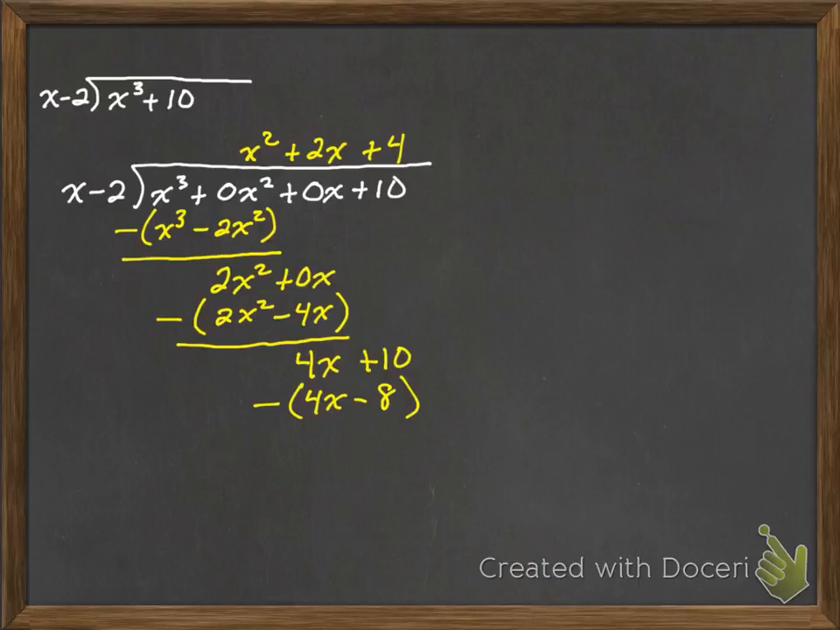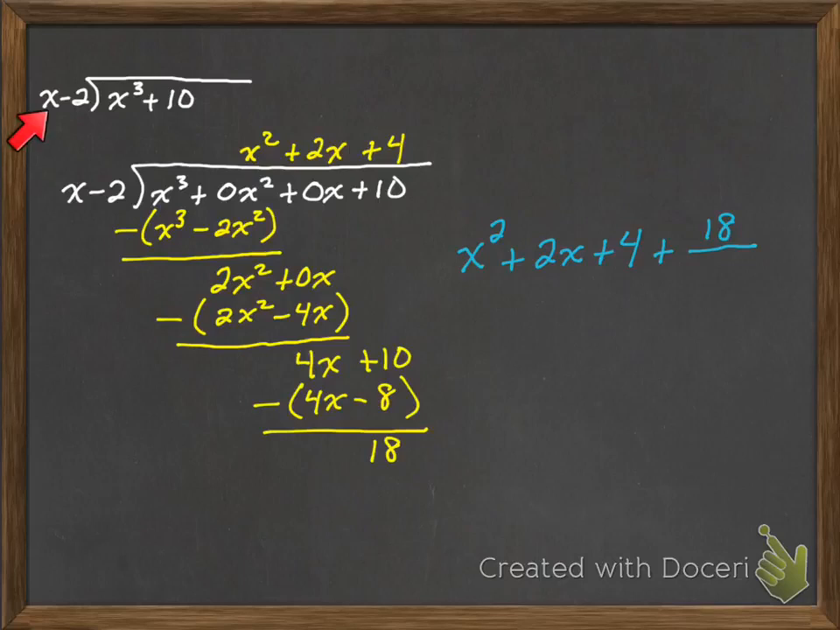Parenthesis, subtract. You end up with 18 for a remainder, which means we will write our answer as x squared plus 2x plus 4. And then since this is a positive 18, we're going to put plus 18 over, and then what we divided by, which is x minus 2.